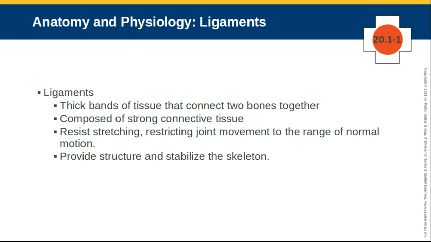Now we move to the idea of connective tissue in the musculoskeletal system, and we have ligaments. Ligaments join 2 bones together. They're composed of strong connective tissue, specifically, mostly a protein called elastin. Think about that, elastin. The idea of a ligament is to help limit the range of joint motion.